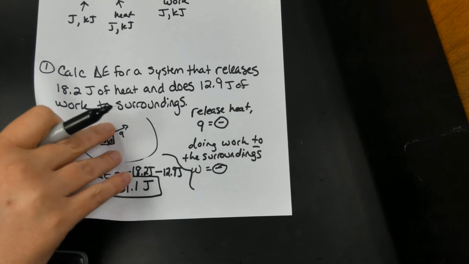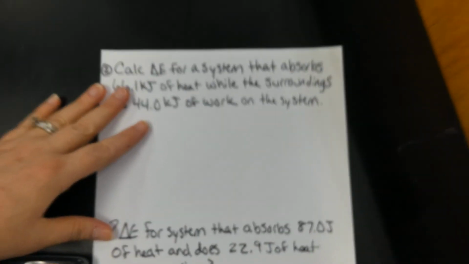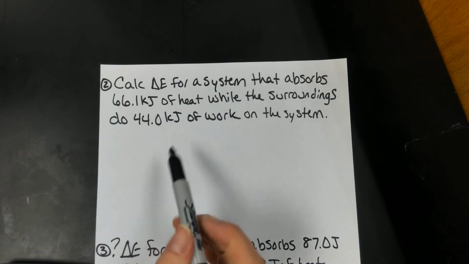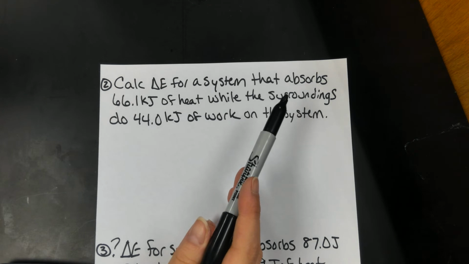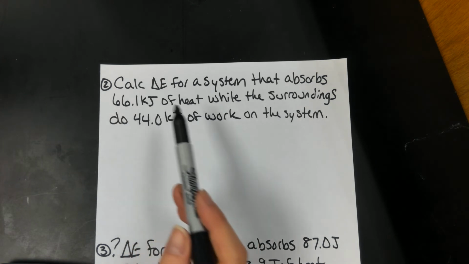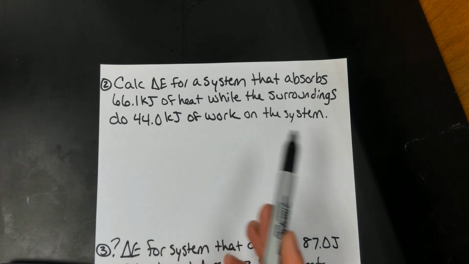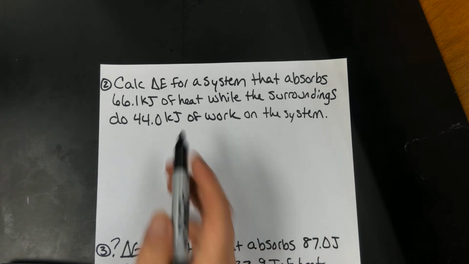So let's look at some other wording, some other verbiage, because I have two other examples. So how about we calculate the delta E for a system that absorbs this much energy while the surroundings do that much work on the system. So let's analyze this information.